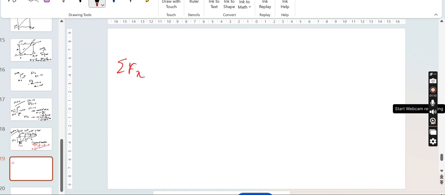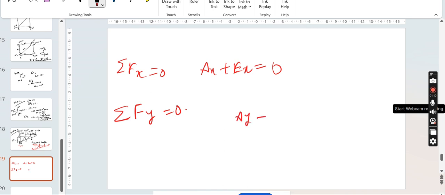So the force balance equation in x direction, for all of the truss, will be Ax plus Ex is equal to 0, because in the x direction only there are two forces, Ax and Ex. Then in y direction, the force balance equation will be Ay minus 4 into 12.5 equals 0. So Ay is equal to 50 kilonewton.